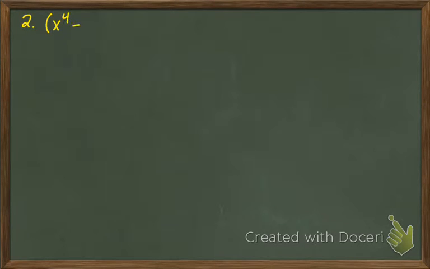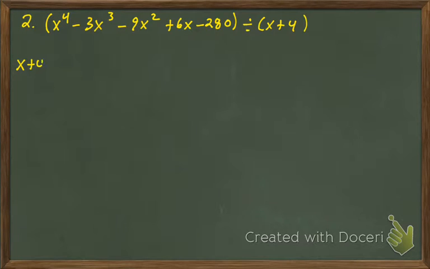So we're going to look at dividing x to the 4th minus 3x cubed minus 9x squared plus 6x minus 280, and we're going to divide that by x plus 4. So the divisor goes on the outside, and the dividend goes on the inside. So we're going to write that whole thing out, that big long mess with the polynomial.